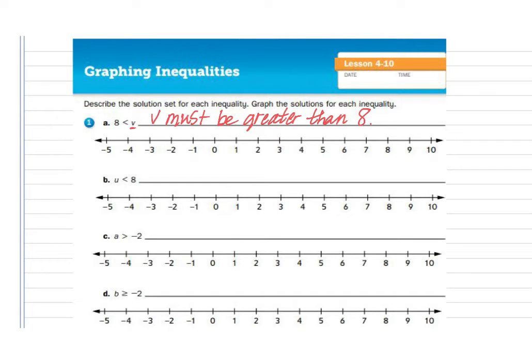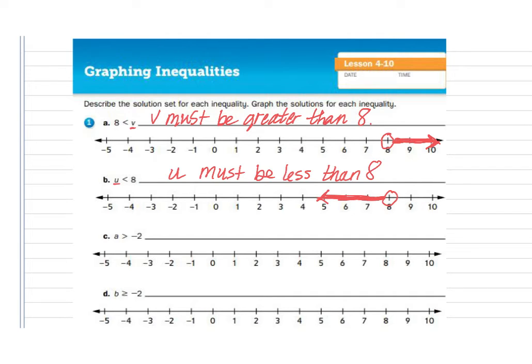And then I take a look at 8. 8 is right here, and everything greater than 8, starting with 8 but not including it, would be any of these values. And it would continue on down the number line, so I make sure I put that arrow at the end. Letter B question, U is on the less than side of 8, so U must be less than 8. So I'm going to start again at 8, not include 8 because it has to be less than, and show the less than side.